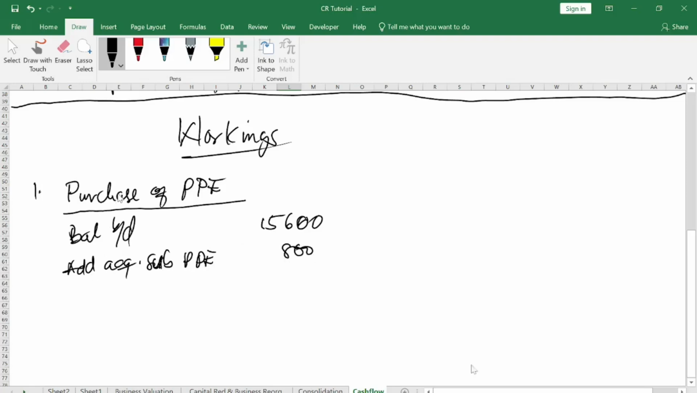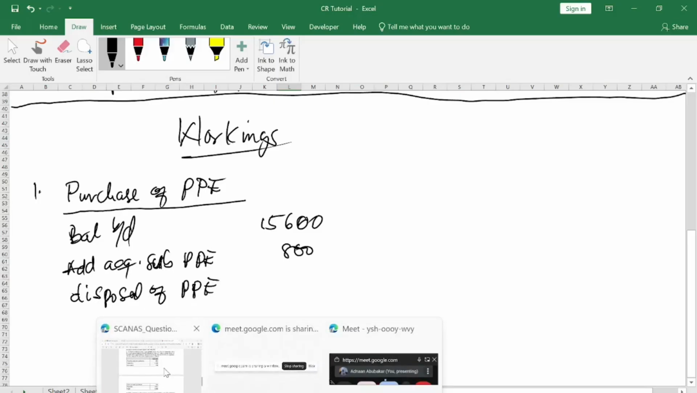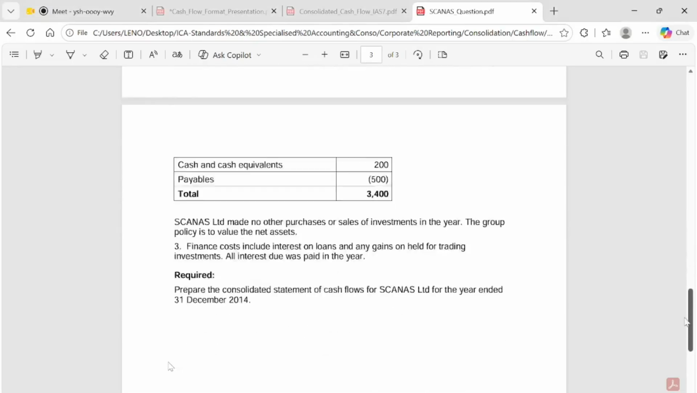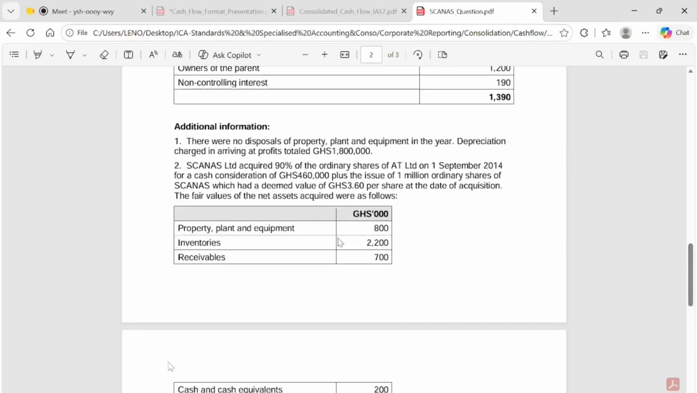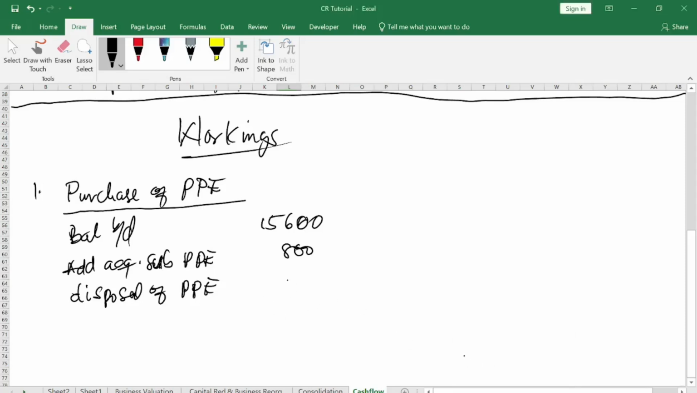Then you ask yourself, did the company dispose of any PPE? You say maybe the company disposed of any PPE. In the question, let's find out whether they disposed of any PPE. What does the question say about disposal of PPE? There is no disposal of PPE. Have you seen it? Item number one. Yes, sir. There is no disposal of PPE of the parent. Then you put that there.